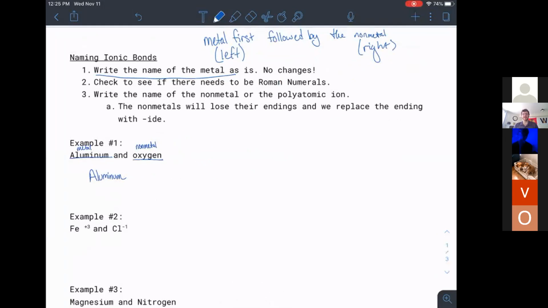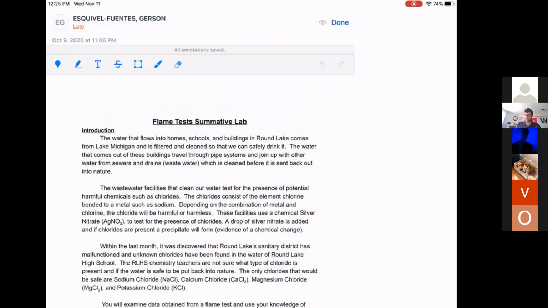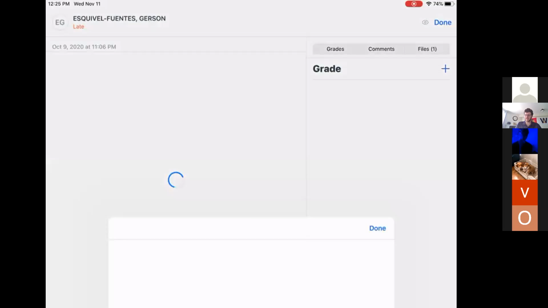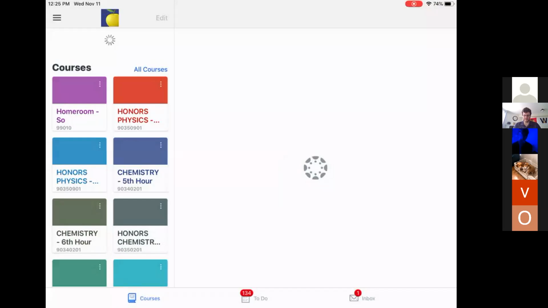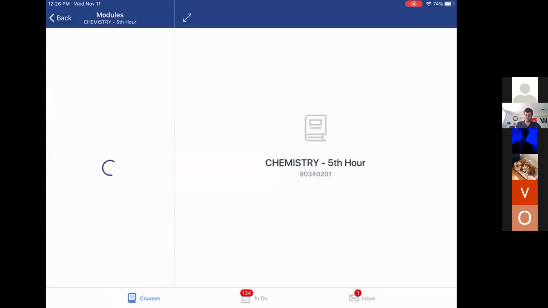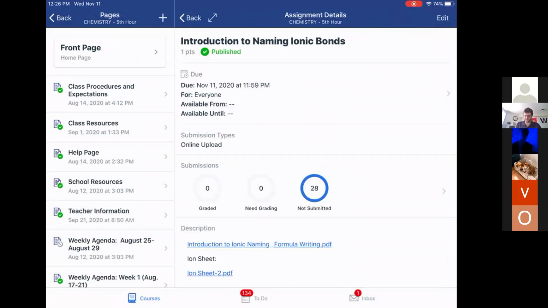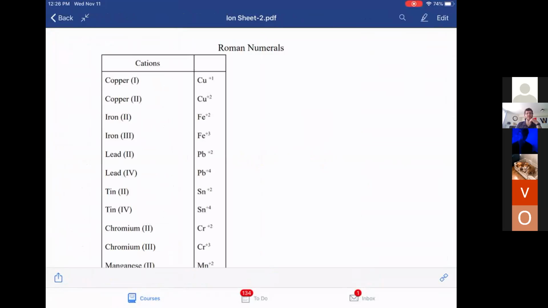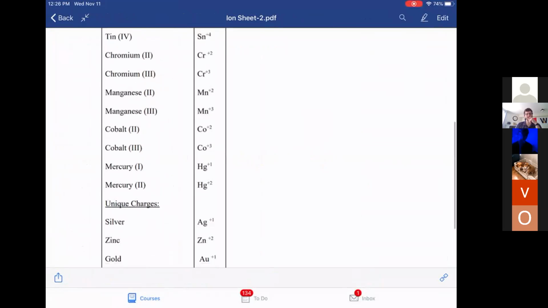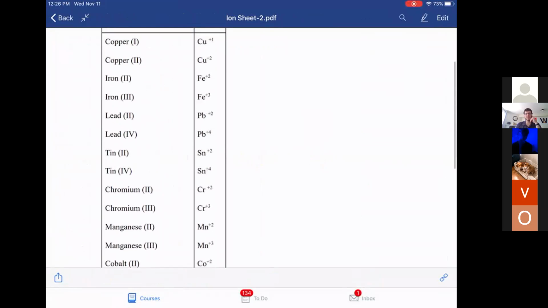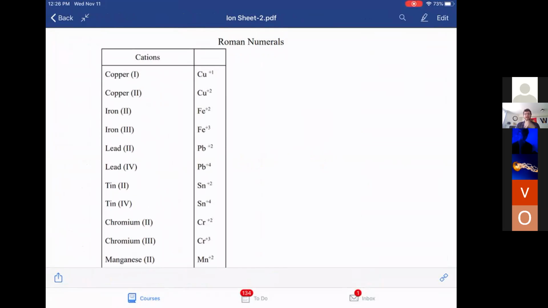Then it says, check to see if there's a need for Roman numerals. This is where we need to look at our ion sheet. So if we open up our ion sheet from Canvas, we look for aluminum. Do you see aluminum on this? Is aluminum on this sheet? No. It is not there.